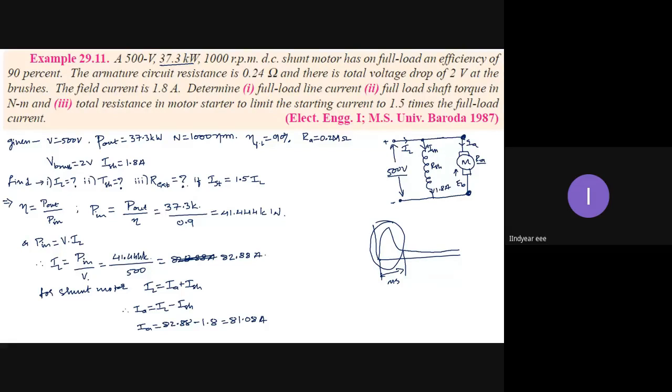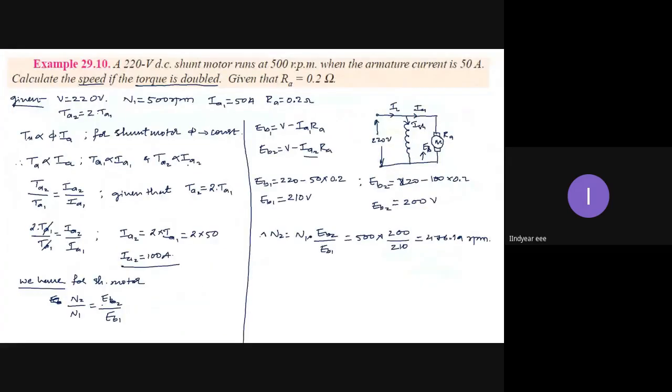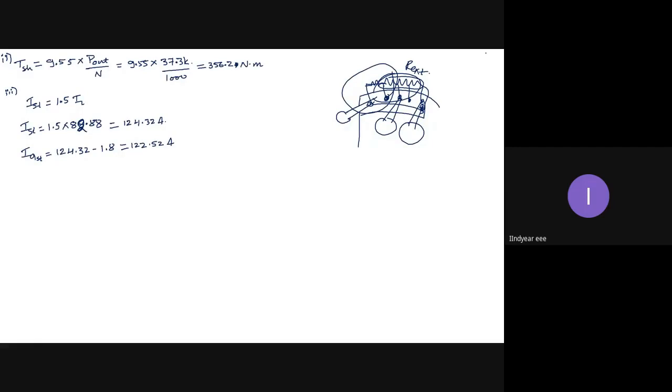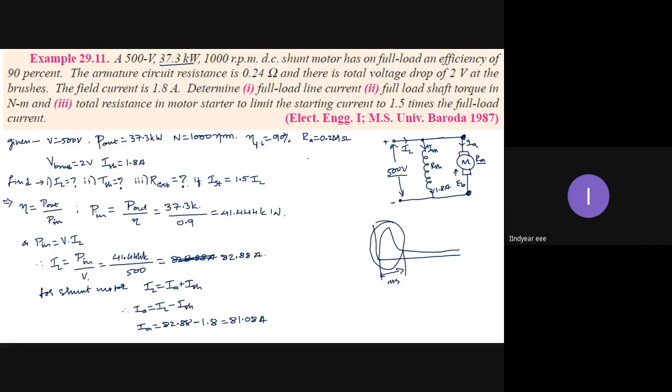So my external resistance should be in series with this motor, in series with the armature. I told you that this large resistance I am connecting will be in series with the armature only at the time of starting, not all the time. Now, what is the voltage getting applied across the armature? It is 500 volts.